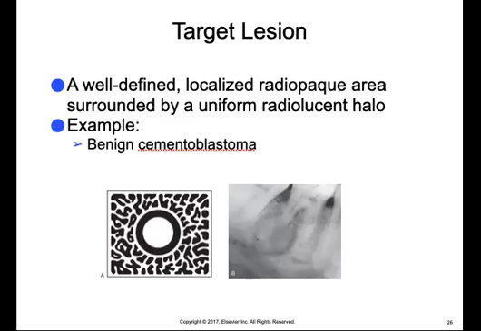A target lesion refers to a well-defined, localized radiopaque area surrounded by a uniform radiolucent halo. A benign cementoblastoma is an example of a radiopacity described as a target lesion. So this would be a target lesion here on the left, and that's what the pattern would look like. And we'll see what that actually looks like on an x-ray to the right. That would be a target lesion, and this just happens to be a benign cementoblastoma.